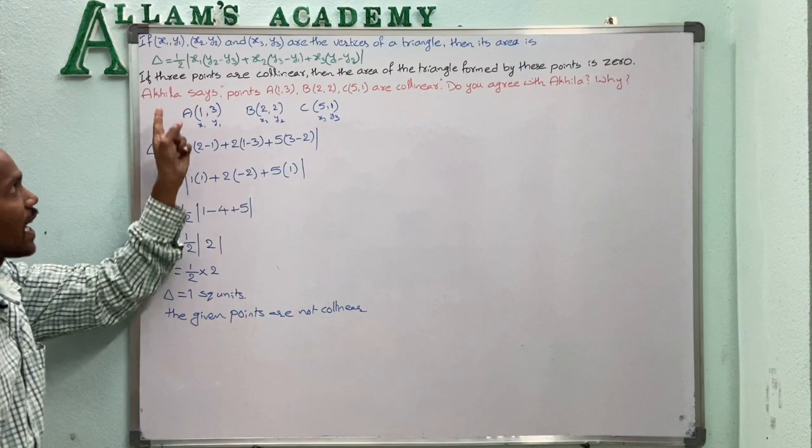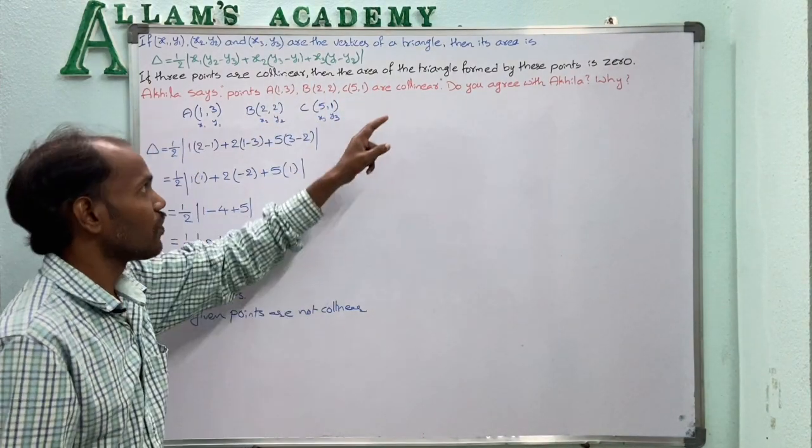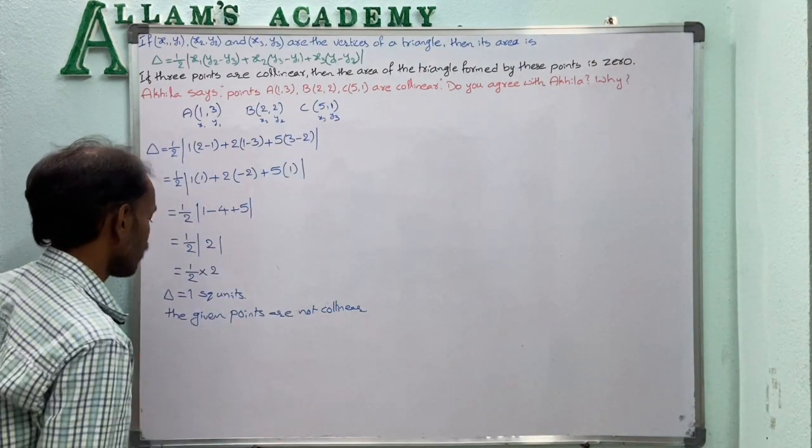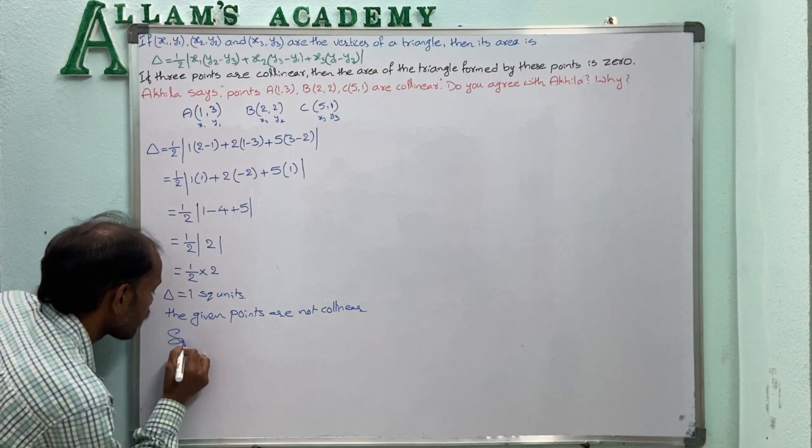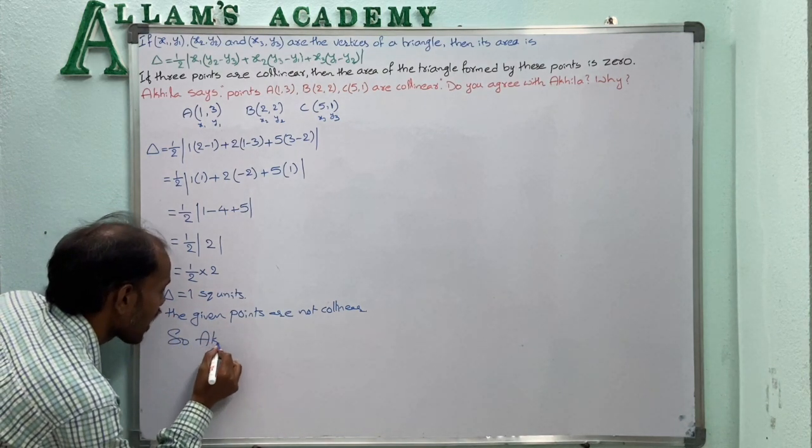So here Akhila said they are collinear. Do we agree with Akhila or not? Akhila said wrong.